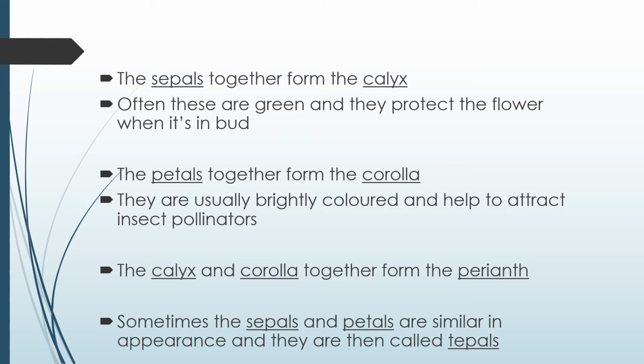The sepals together form the calyx. Often these are green and they protect the flower when it's in bud. The petals together form the corolla. They are usually brightly coloured and help to attract insect pollinators. The calyx and the corolla together form the perianth. Sometimes the sepals and petals are similar in appearance and they are then called tepals.